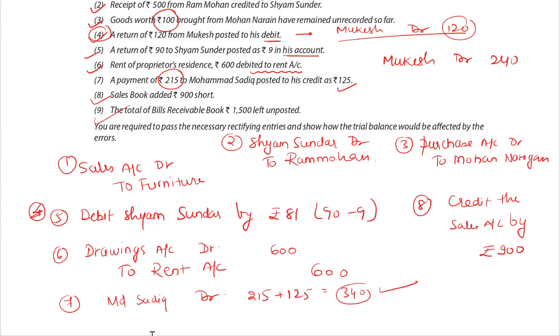Let's see the last one, that is the ninth point. The total of bills receivable book, rupee 1500 less, left unposted. It is unposted. No issues. We will try to rectify that. So it is bills receivable. Bills receivable needs to be debited. So what will we do? We will debit the bills receivable account by 1500 because it is unposted. I believe you are clear.